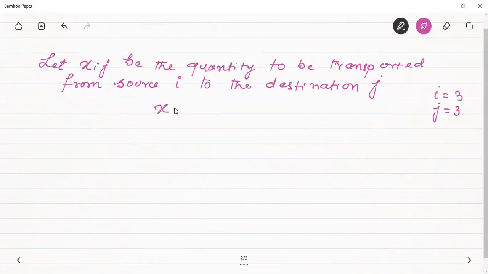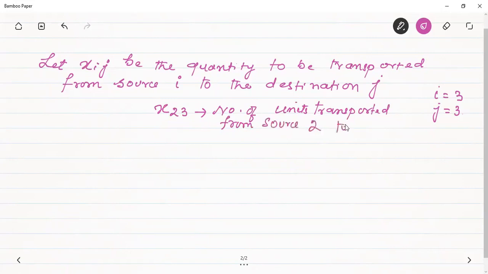Let me take an example, x23. What does this mean? This means number of units transported from source 2 to the destination 3. So this is the significance. What do you mean by xij? i will have the values 1, 2, and 3. j will also have the values 1, 2, and 3.